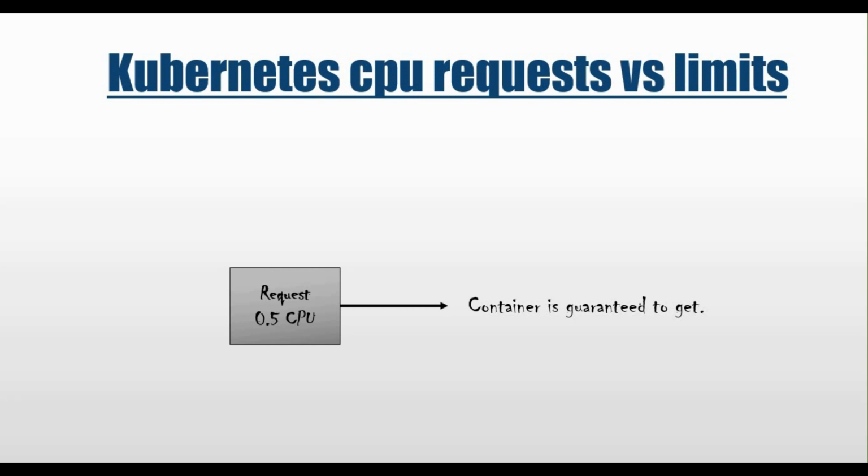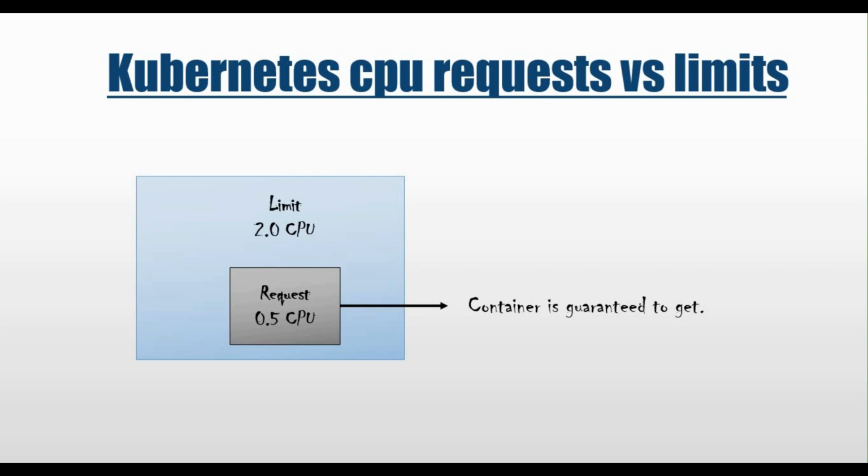It will make sure that this container is running on a node which can allocate 0.5 CPU. It will not send this pod to any other nodes which cannot allocate this much CPU. But this node can have other remaining CPUs which it does not have to allocate to this.